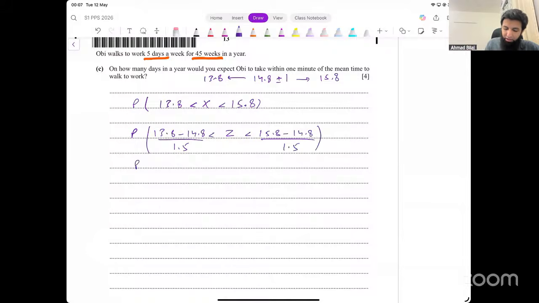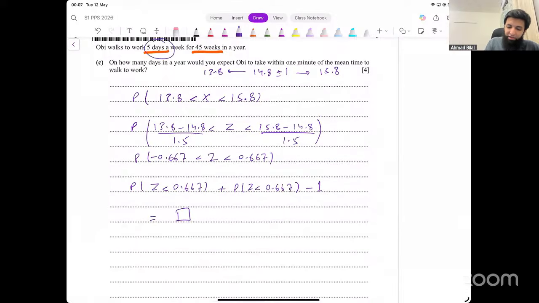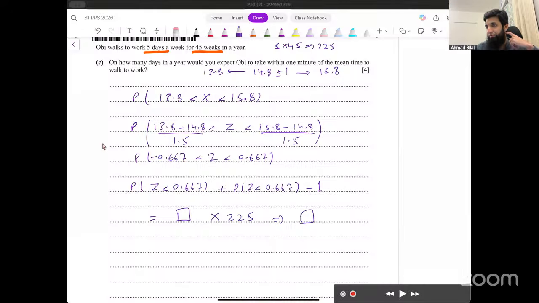ये आपके पास probability आ जाएगी, कुछ 1/1.5, that is going to be 0.667 negative और 0.667 पॉजिटिव। ये आपके पास बन जाएगा P(z < 0.667) + P(z < 0.667) - 1। ये टेबल से देखें, आपके पास एक प्रोबेबिलिटी का नंबर आएगा। अब उसकी एक्सपेक्टेड वैल्यू निकाल लें। 5 days for 45 weeks, 5 into 45 कितना होता है? I think that's 225, right? Multiply that number by 225 and that will give you the result. एक्सपेक्टेड नंबर आ जाएगा आपके पास, ठीक है?